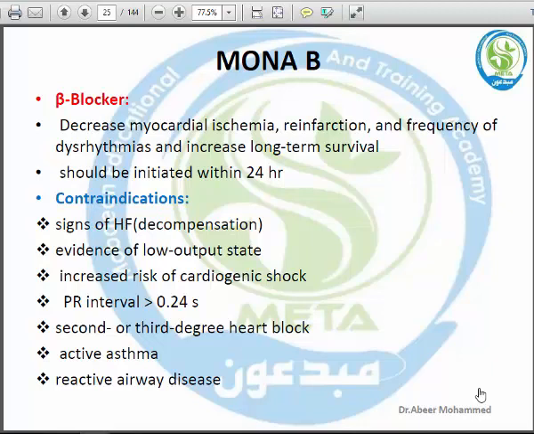Active asthma. It is important to focus on the word active: if the patient has chronic asthma and is stable on his asthma medication, beta blockers are not an absolute contraindication in this case. Active asthma is the only contraindication of beta blockers. Reactive airway diseases like COPD also count, if active.